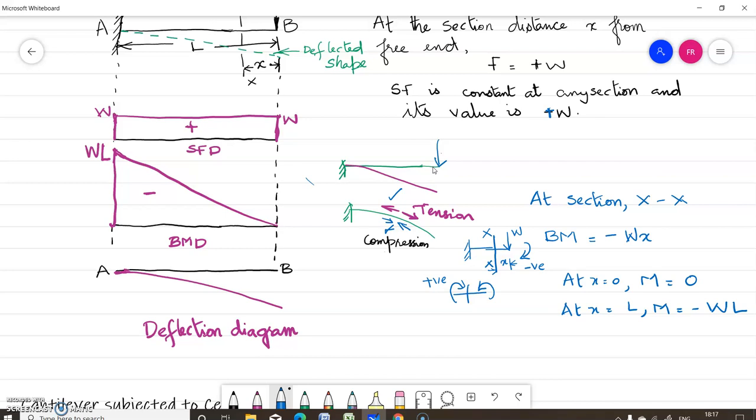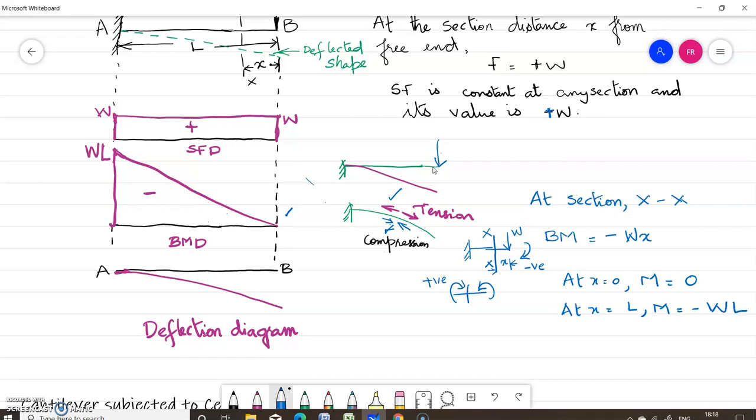As we have seen earlier, whenever you are drawing a bending moment diagram, you are drawing the bending moment diagram on the tension side. Since here tension is on top of the beam, let us draw the bending moment diagram on top of the center line of the beam. That's why we are drawing it on top of this center line.